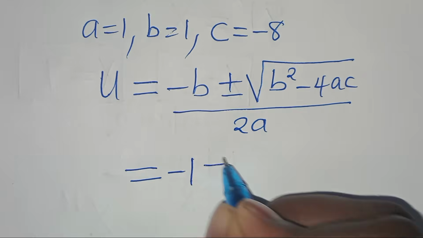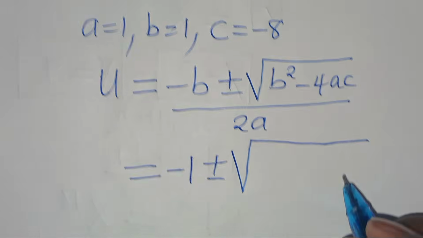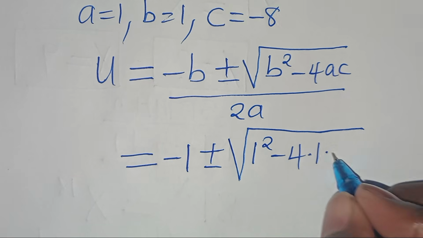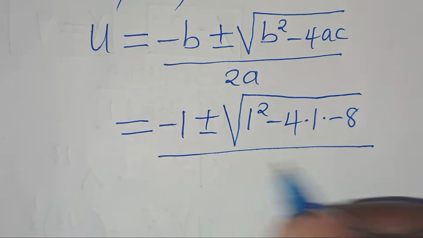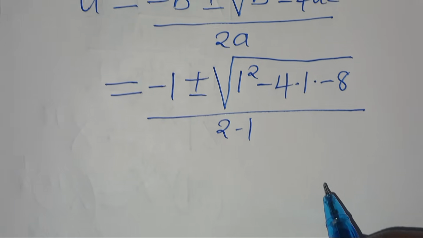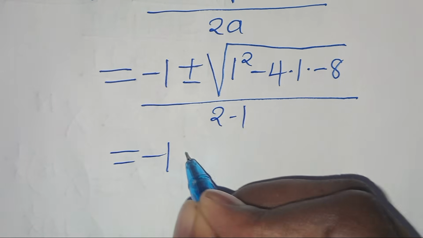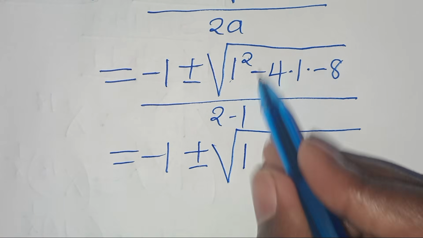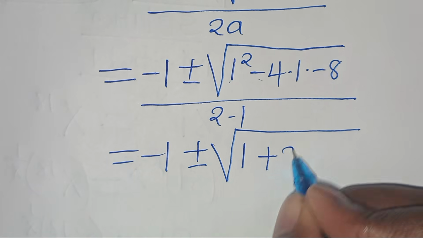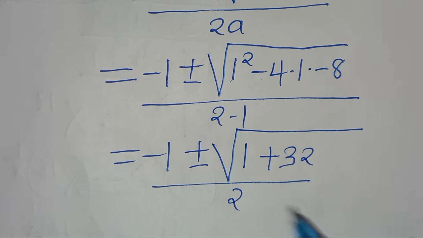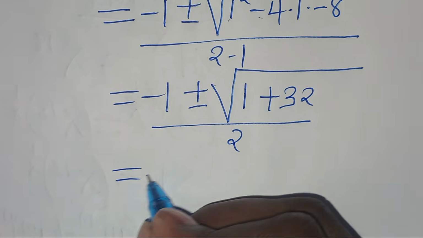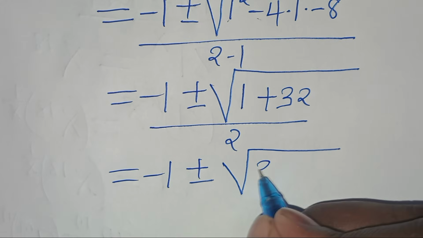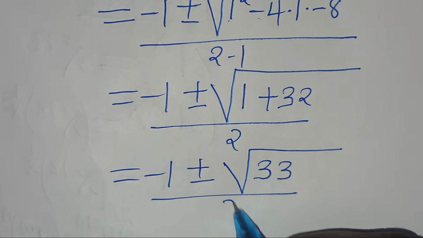So we have minus 1 plus or minus the square root of 1 to the power of 2 minus 4 times a, which is 1, times c, which is minus 8, then divided by 2 times 1. So this is negative 1 plus or minus the square root of 1 squared, this is 1, minus 4 times minus 8, this is plus 32, then divided by 2. So now this is negative 1 plus or minus the square root of 1 plus 32, this is the square root of 33, then divided by 2.